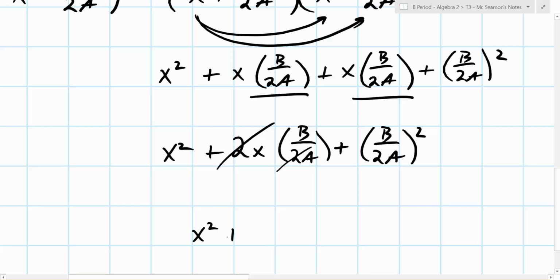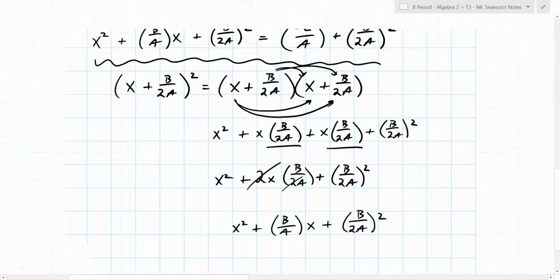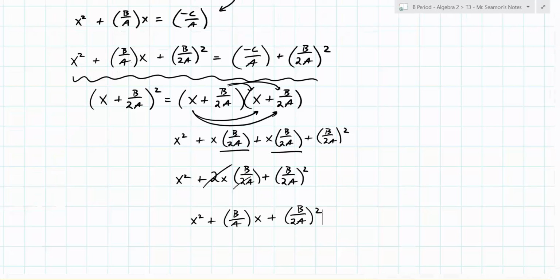X squared plus X times b over a times what? x, and I'm not going to multiply this out. B over what? 2a squared. Hey, have you seen that before? Where do you see that? On the left. On the left, right here.